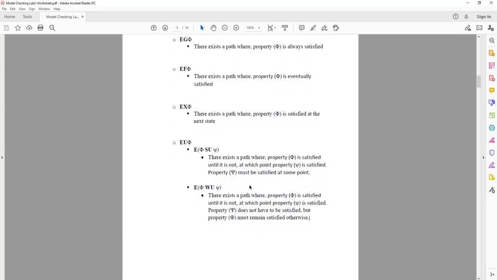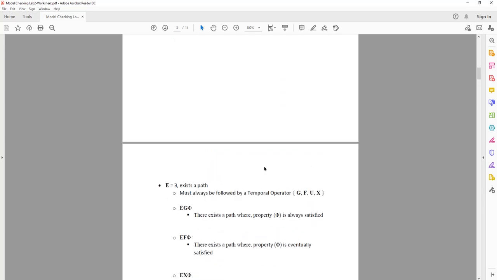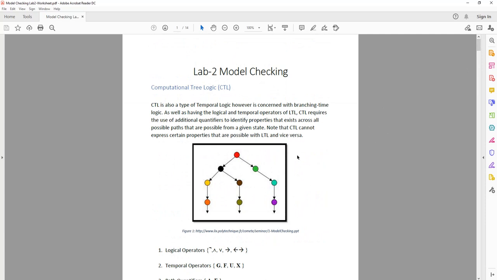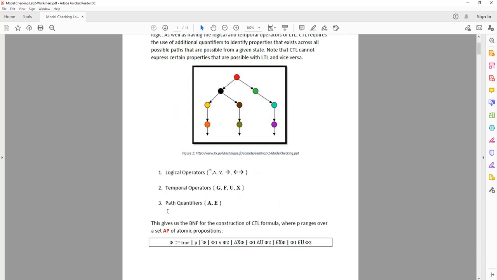You just have to know three things. For all paths, it's every single path. For exists a path, one single path will suffice. You can't have more than one, but one is all you need. A path quantifier must always be followed by a temporal operator, and you can only have one temporal operator per path quantifier. So they're the three main things to know about CTL.